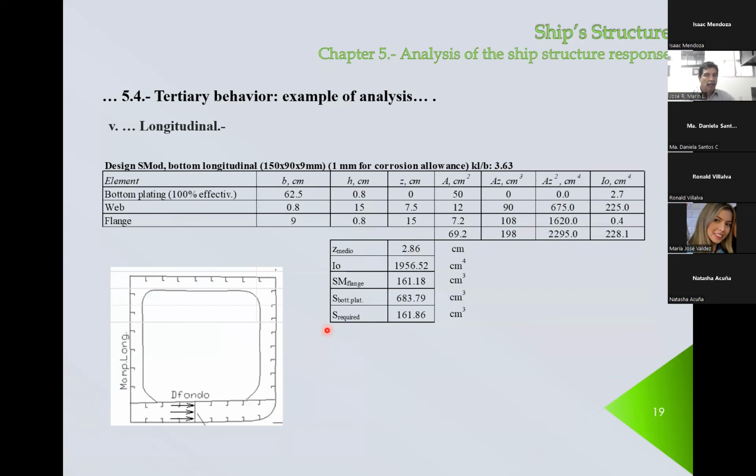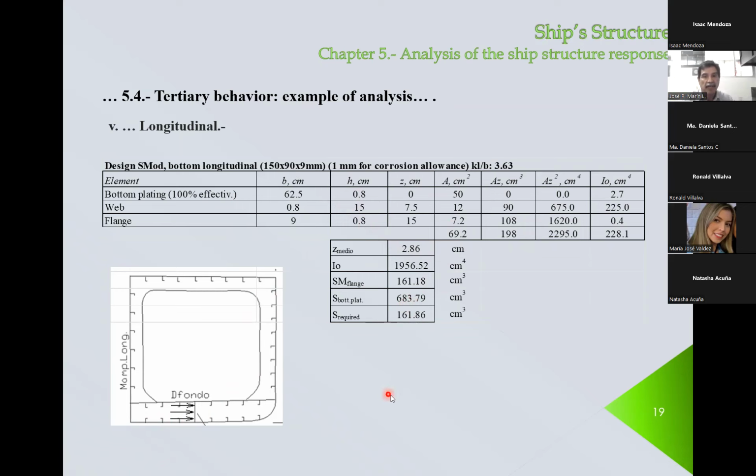Now, the longitudinal in the ship, okay? In the ship, this is what we have, okay? This is according to the rule. It says that if you have a stiffener, the plating is 100% effective. So this is the spacing between longitudinals. So that's all of this from here until here, according to the rule. These are the thicknesses. These are the dimensions 15 by 9 of each one of these elements. And this is the result.